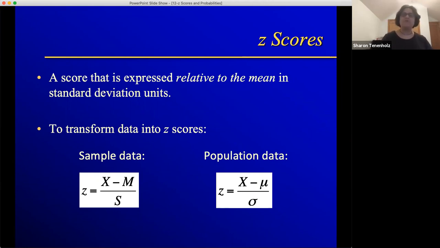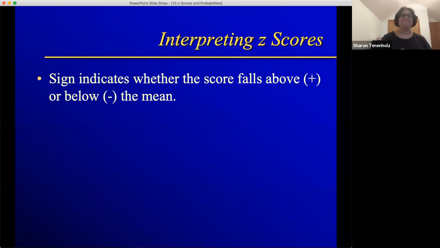Okay, now here's how we interpret them. The sign indicates whether the score falls above or below the mean. So if you wind up with a positive z-score, it's because, well, score minus mean, so that's going to be positive if the score is above the mean. So a positive z-score indicates that the score you are looking at was above the mean. A negative z-score indicates that the score you're looking at was below the mean. X minus mu, or X minus M for sample mean. So if the score was lower than the mean, that will be negative. So the sign tells us above or below.